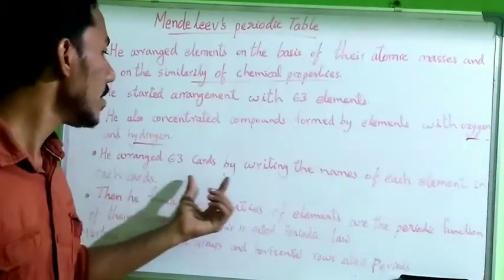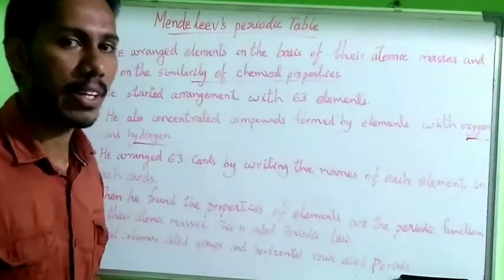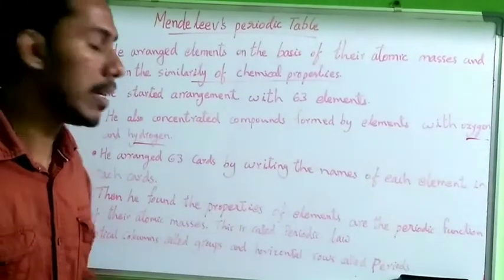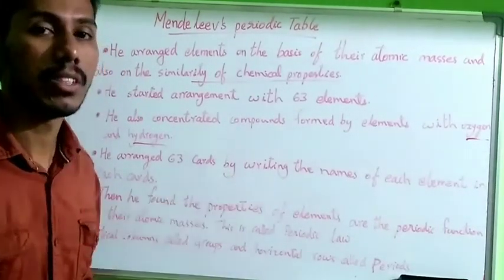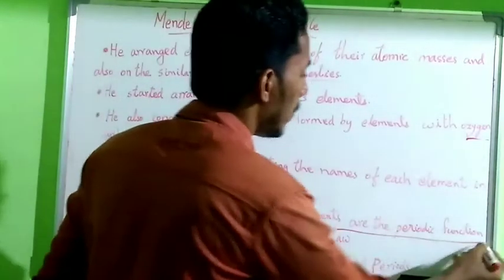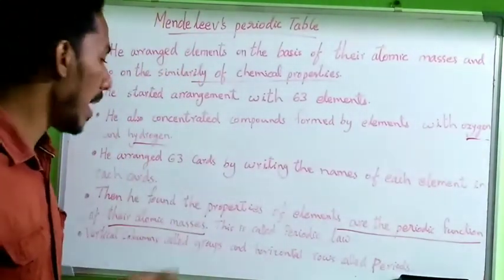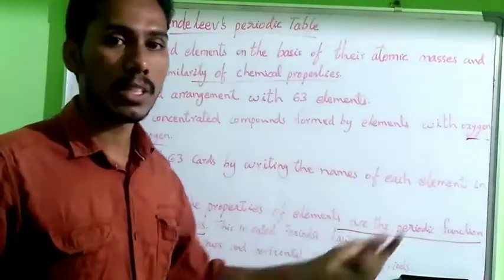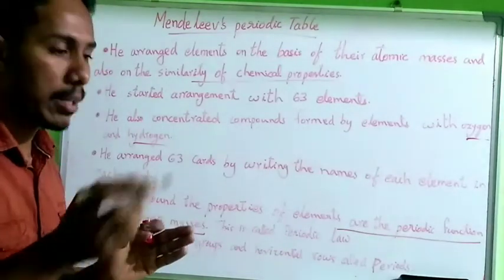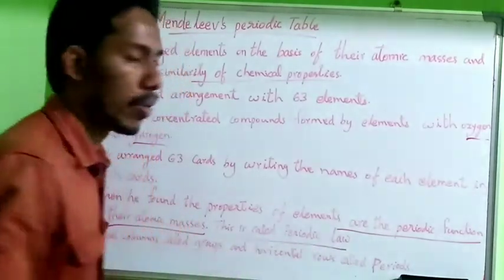Okay. He arranged 63 cards by writing the name of each element on each card. He arranged these 63 elements in a logical way by writing 63 names on 63 cards. Then he found that the properties of the elements are periodic functions of their atomic masses. After the arrangement, he found that the properties of these elements are periodic in nature based on their atomic masses. When the atomic mass increases, the property repeats; that is a periodic function. Okay, that is called the periodic law.